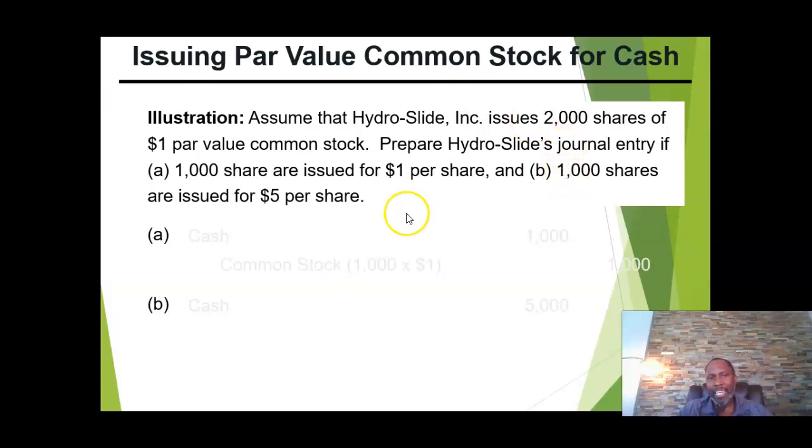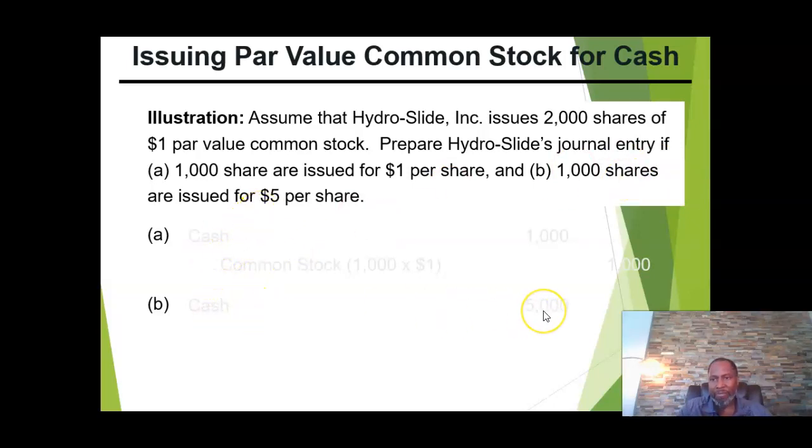Now, for the second transaction, which is a bit more realistic, they're saying the other 1,000 shares were issued for $5 per share. Most stock will be issued at a price above its par value. When that takes place, the excess of the issuance price over the par value goes into a new account title called paid in capital in excess of par value.